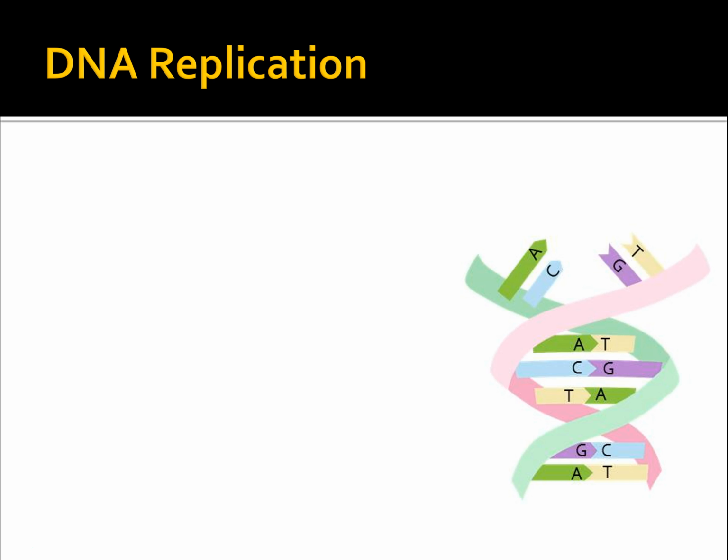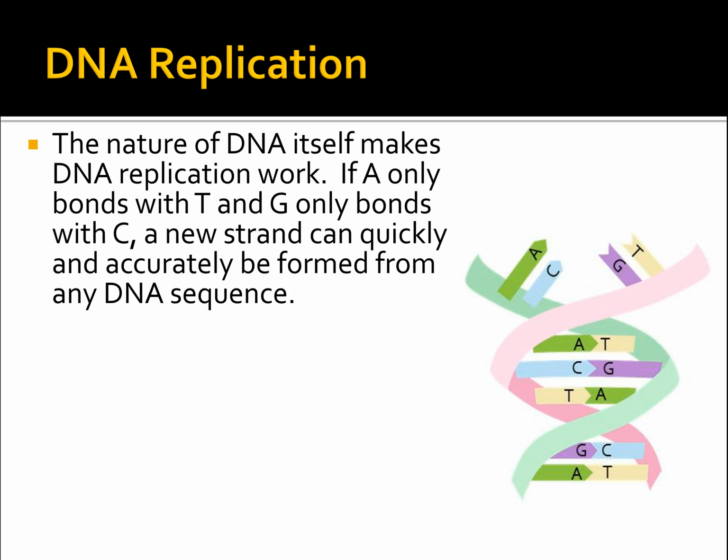So let's talk about how DNA is actually copied and how it's replicated. The nature of DNA itself makes DNA replication work. If A only bonds with T and C only bonds with G, a new strand can quickly and accurately be formed from any DNA sequence. So we just mentioned that. But you can see as this splits, the A here is always going to bond with a T, the C is always going to bond with a G, and then you will get an exact match of what was over here. And same thing for this side.